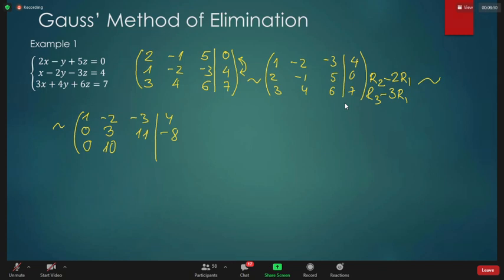And minus 3 times minus 3 is 9. 9 plus 6 is 15. And then I have 4 times minus 3 is minus 12. 7 minus 12 is minus 5.